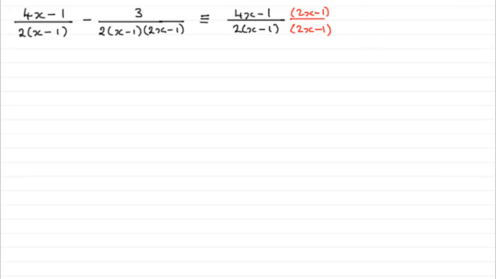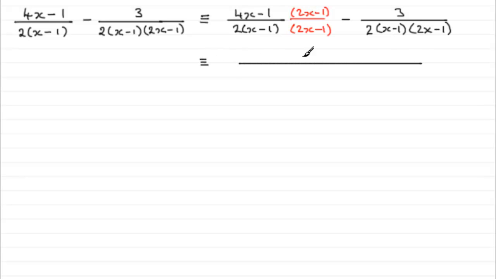Okay? Then we've got to subtract this other fraction, so that would be 3 all over 2 bracket x minus 1 multiplied by 2x minus 1. So they both share the same denominator now, 2 bracket x minus 1, 2x minus 1. So I would write this as all over that common denominator, and on the top here we're going to have 4x minus 1 multiplied by this. I've got to make sure I put the 4x minus 1 in brackets, otherwise it's just going to look like it's 4x, take away one lot of 2x minus 1. And then we've got the minus 3.